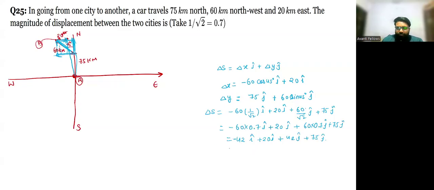Okay. Now from here onwards, if you will see, this minus 42 I cap plus 20 J cap will become minus 22 I cap, plus this will become 5 plus 2 is 7, 4 plus 7 is 11 J cap. So if you take the displacement vector, it will be square root of 22 square plus 117 whole square. It ultimately gives you 119 kilometer.